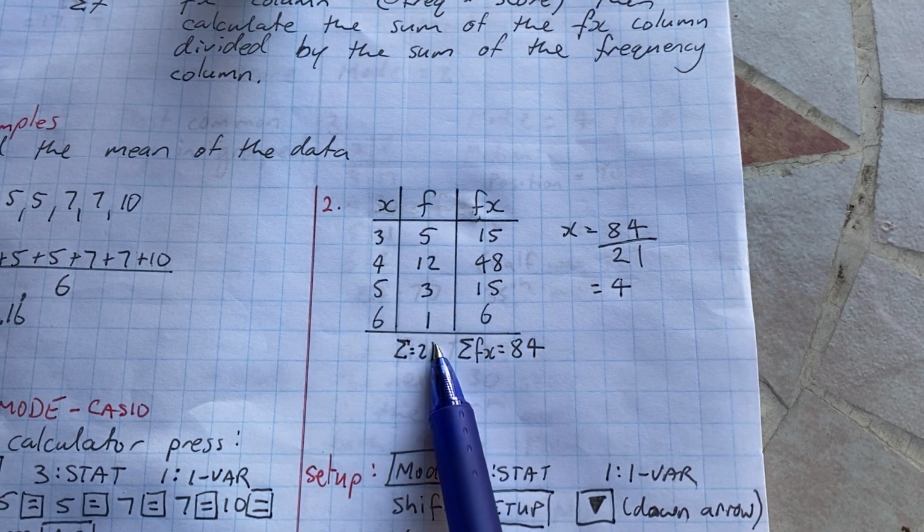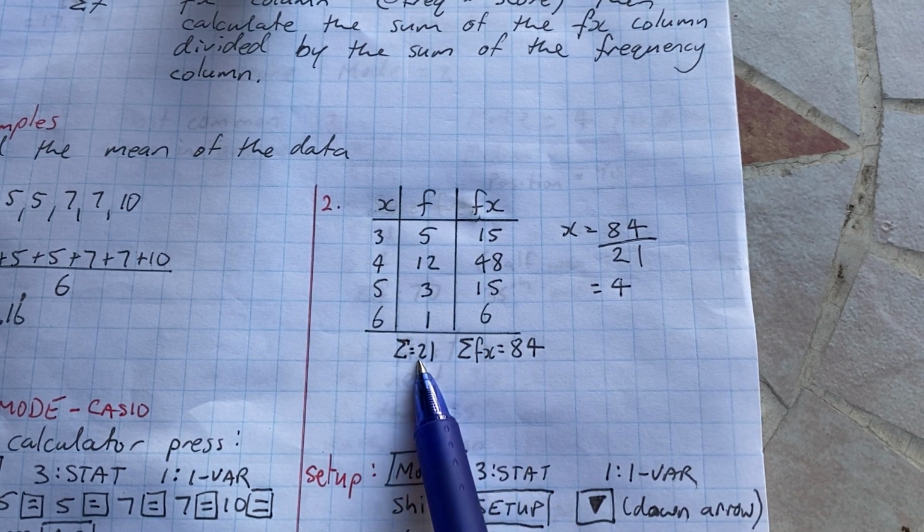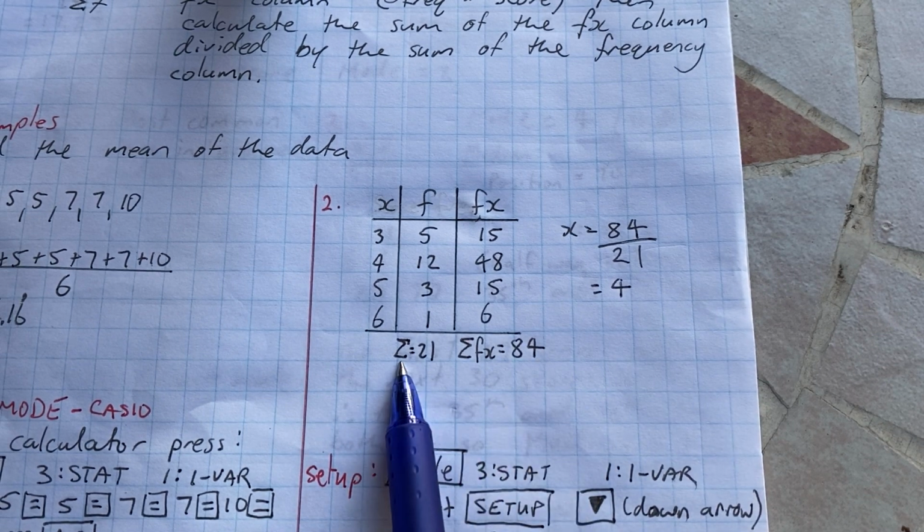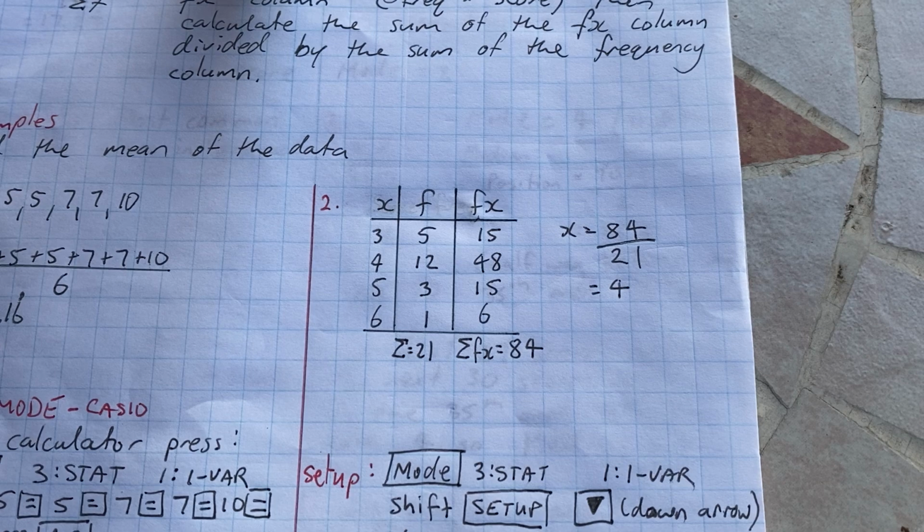The frequency is how many we've got. So there are 21 scores. Divide those, you've got the mean. So this is the sum of all the scores. This is how many scores there are.